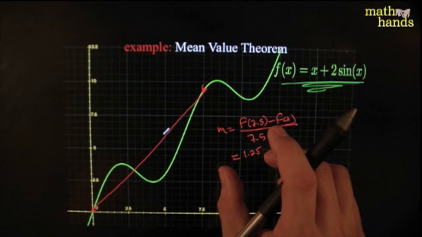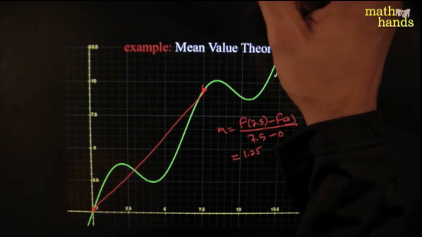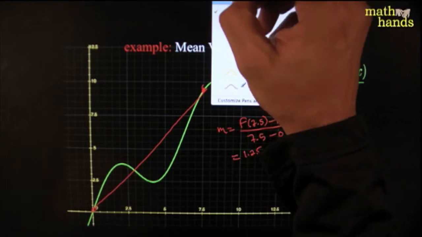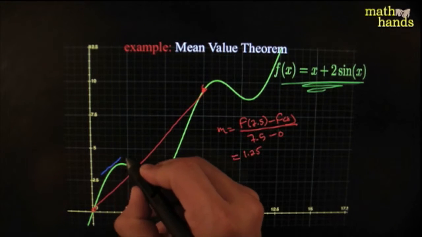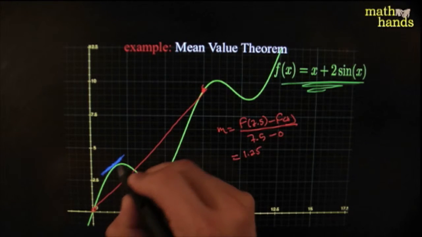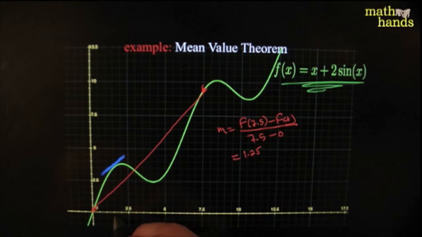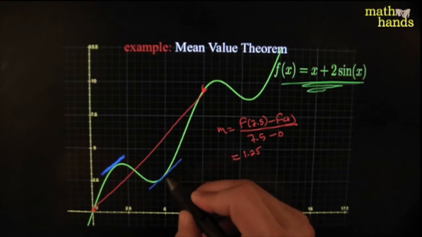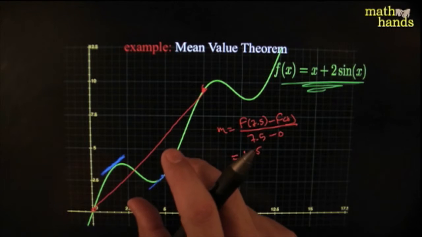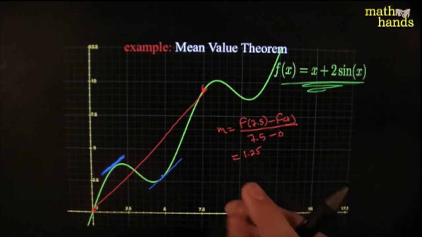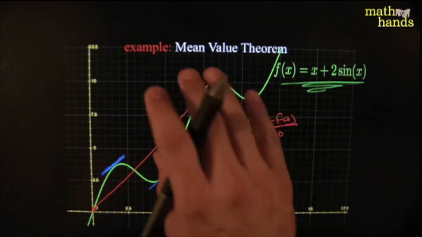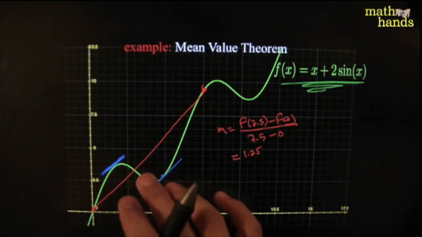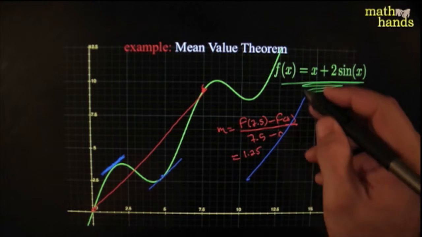Now you don't have to think that hard to see exactly what's happening here. You can see by just looking at the graph that somewhere around here, maybe around 1.5, and also right around here, you have tangent slopes that are the same as the secant slope. The mean value theorem says there's at least one point that will match, but in this case, by looking at the graph, I think we have two points. But you don't have to guess, you just solve the equations.